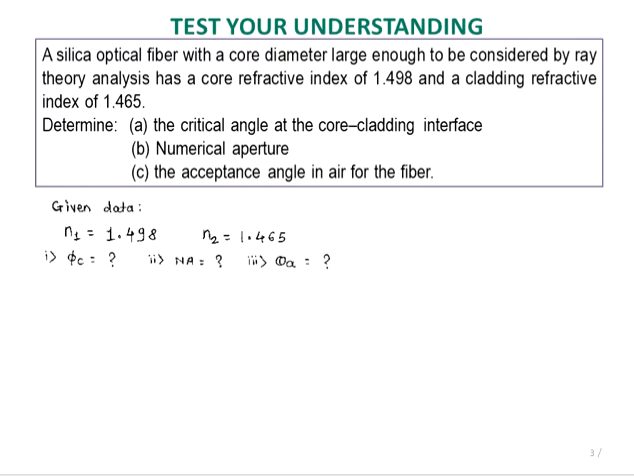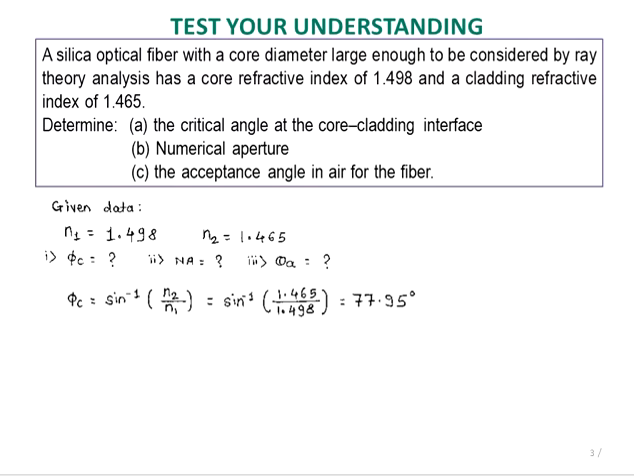So first you look for the formula which includes both the terms n1 and n2, and that is the phi C. We know that sin phi C is n2 by n1, so I can find phi C as sine inverse of n2 by n1. So the angle is found to be 77.95 degree.